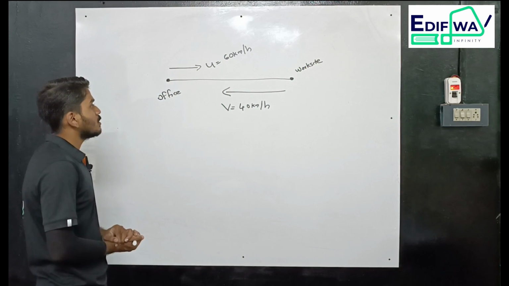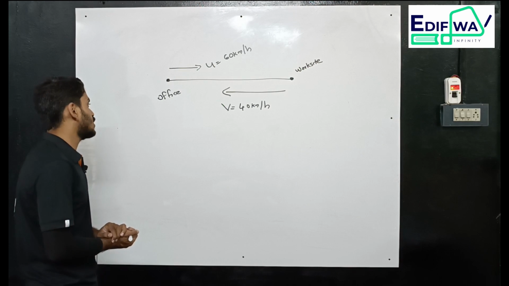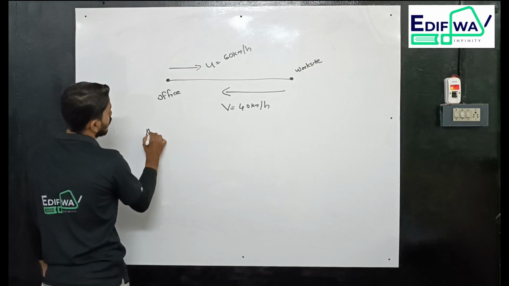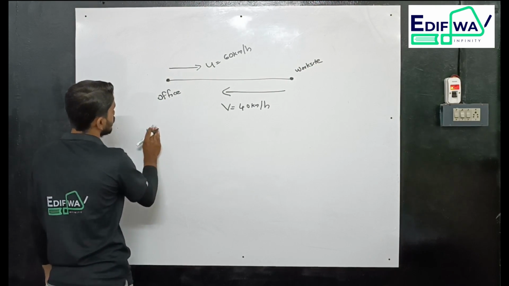Now let's see how to do this question. In this question, first let's find the average velocity. What about the average velocity?